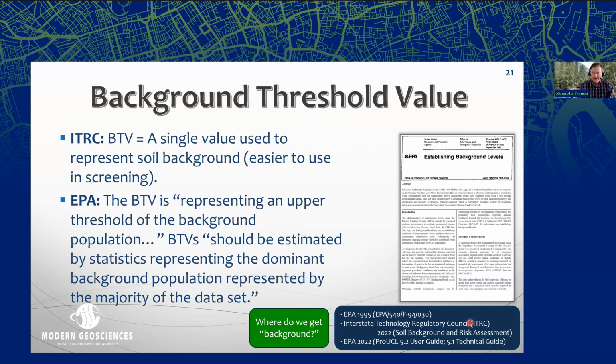ITRC did some fantastic work in 2021, 2022, on the development of background threshold values. If you're not familiar with it, I highly recommend you pull some of those up. A lot of work and thoughtful process from many, many states went into that. Really, how do we arrive at this number for screening purposes that allows us to do exactly what we try to do in my scenario here?